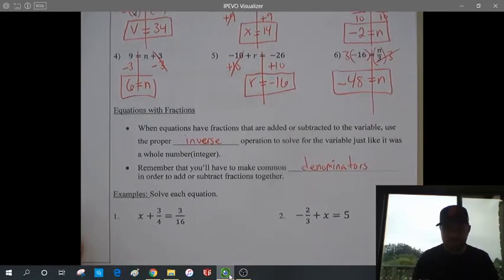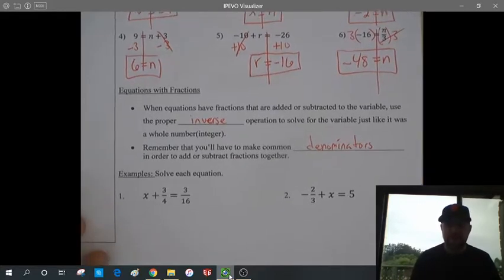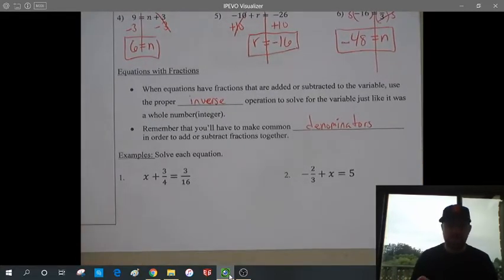Okay, so same concept, same idea, same technique, but we just have to remember that when we go to combine our fractions, or fractions and whole numbers, whatever the case might be, how to actually add and subtract those fractions together. Okay, so we're going to use a couple concepts from earlier in the year to make this possible.